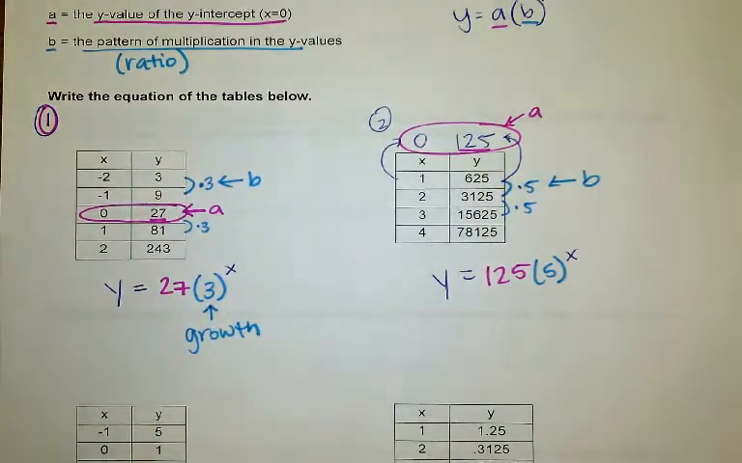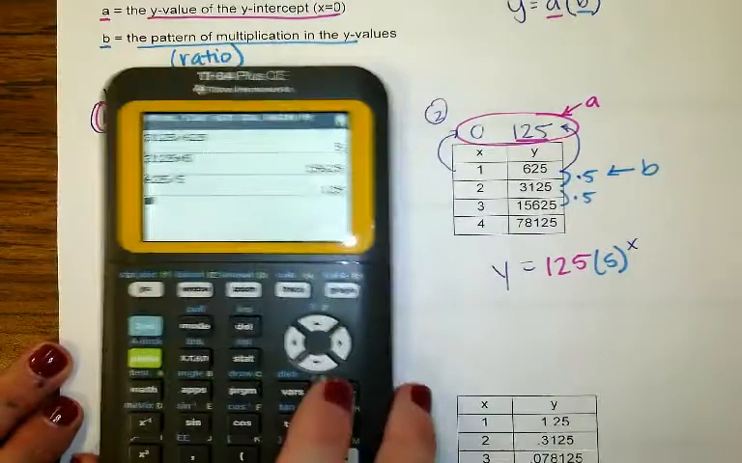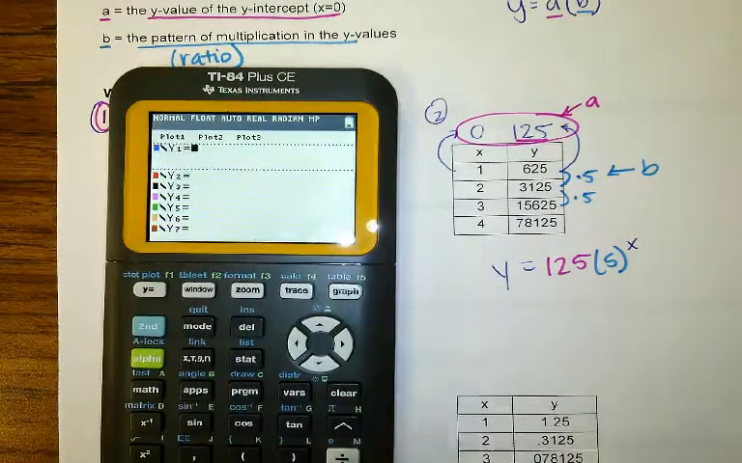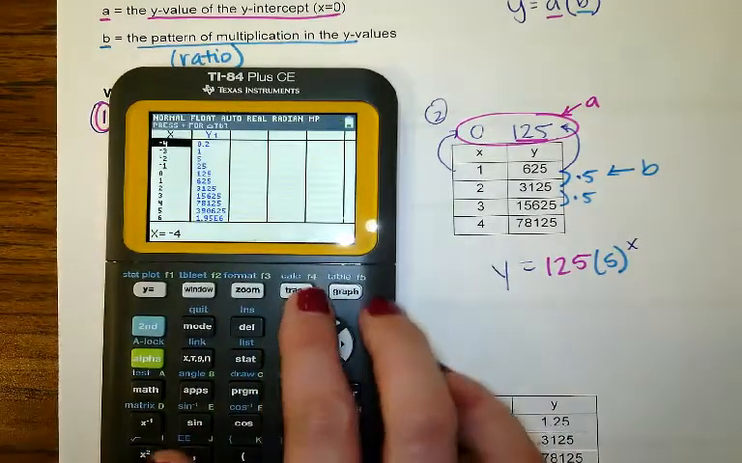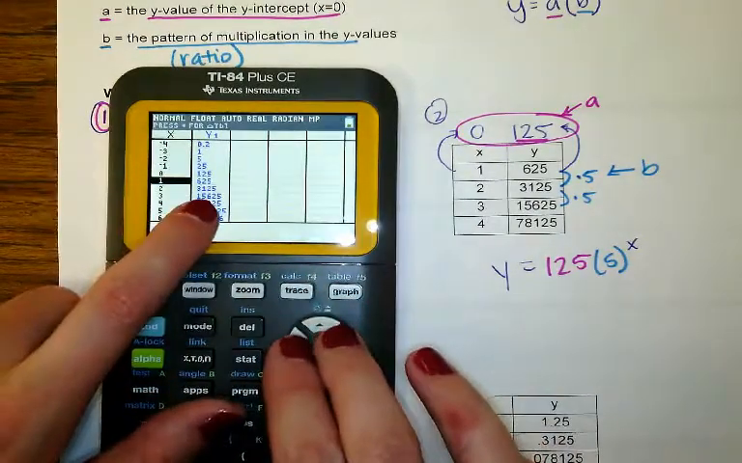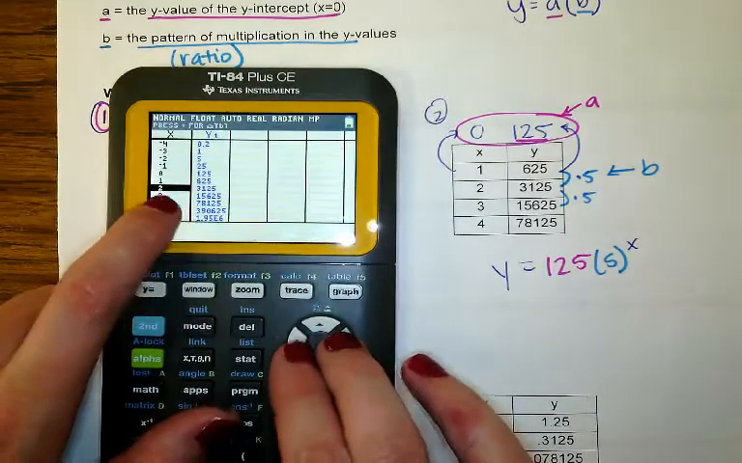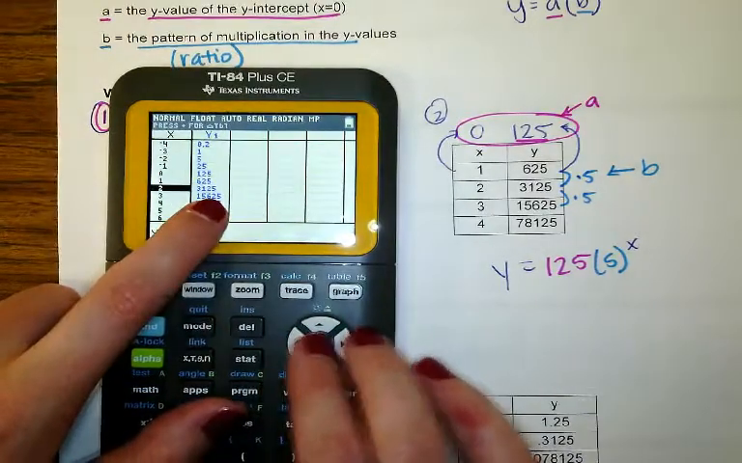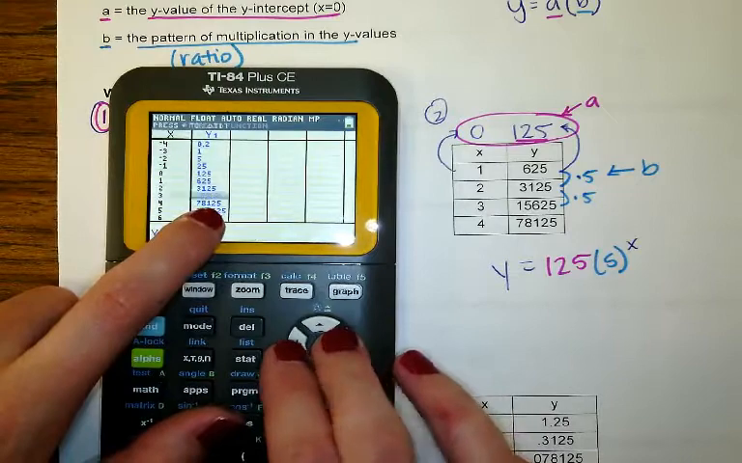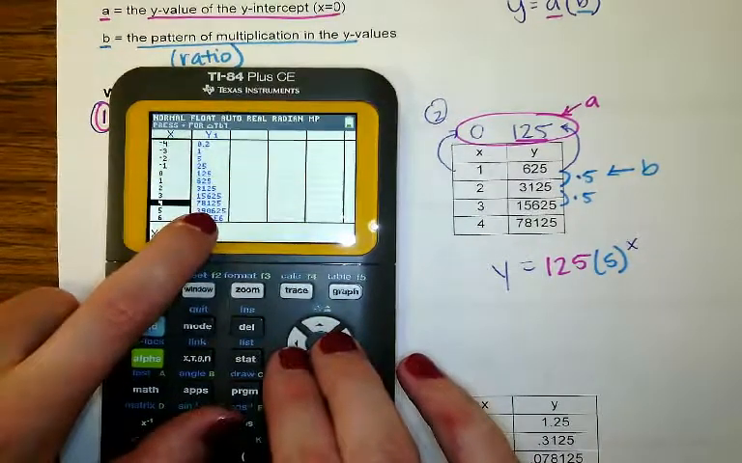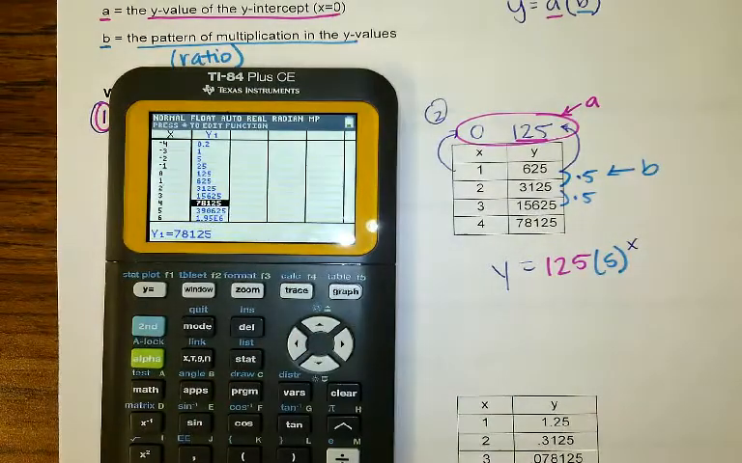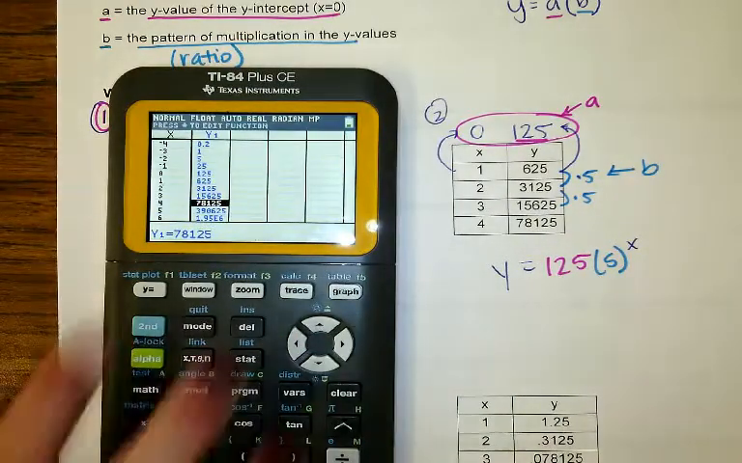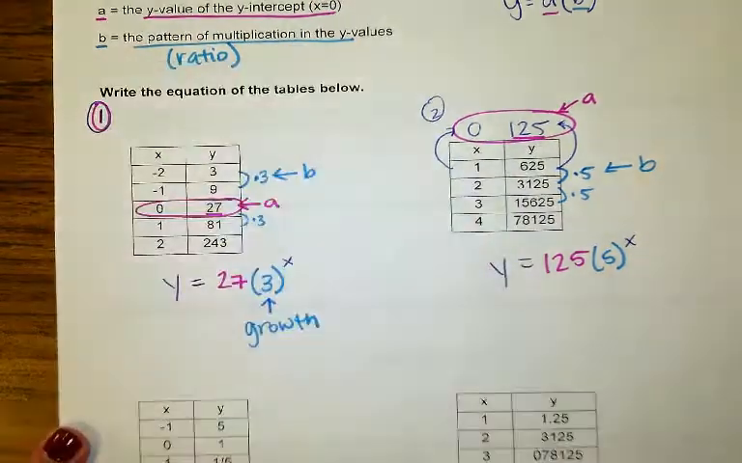And guys, yet again, because you can never be too sure, it's really easy to make those simple mistakes. I would check it in my table, and I would say, cool, okay, 1, 625, 2, 3,125, 3, 15,625, 4, 78,125. Yes, they match, okay? So I would check it in my calculator and check my table there, okay? You can never really be too sure with that.